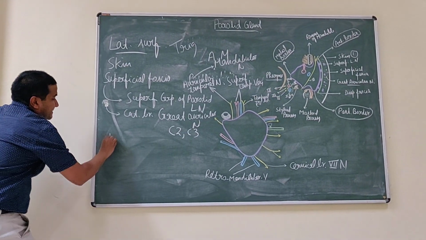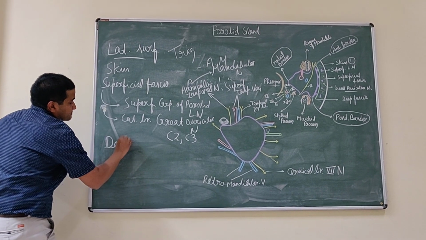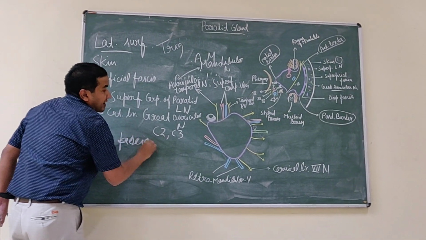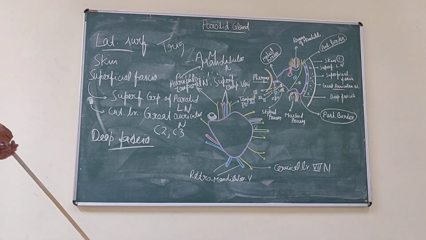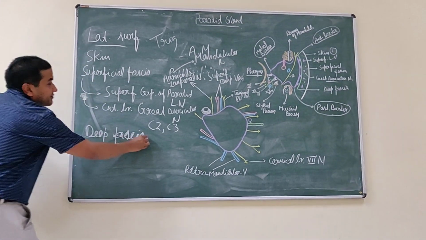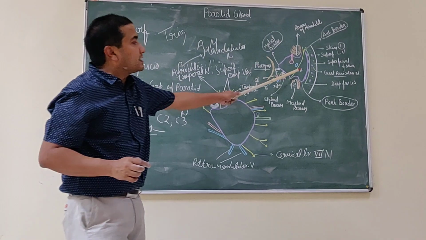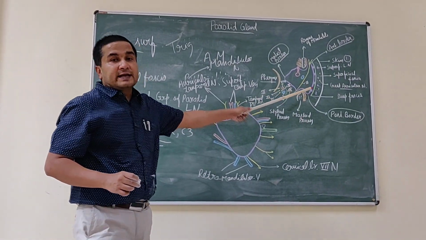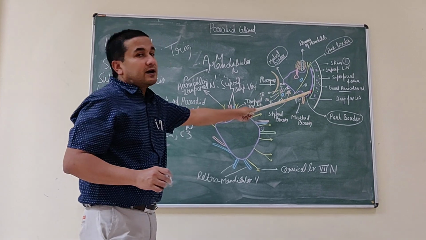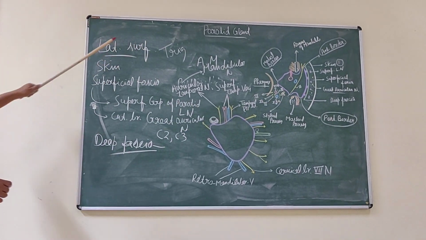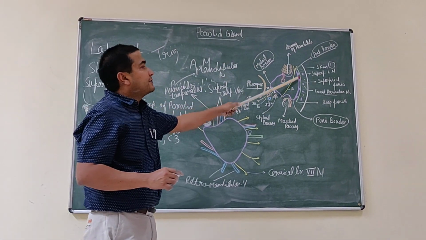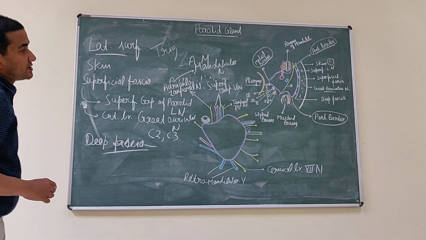Then it is the deep fascia. We have discussed already this deep fascia. It is derived from the investing layer of the deep cervical fascia. It is a thick fascia, and this is known as the parotidomastoid fascia because it covers the lateral surface of the parotid gland as well as the masseter muscle and is fused with the zygomatic arch.